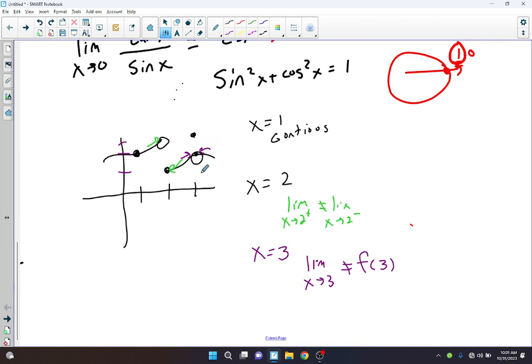Again, to describe continuity, the most basic thing is whether I can use one trace to draw it. If I have to make an open circle or jump from here to here, then it's not continuous. And also, just understand how limits exist in general. If they don't go to the same place, they don't exist.